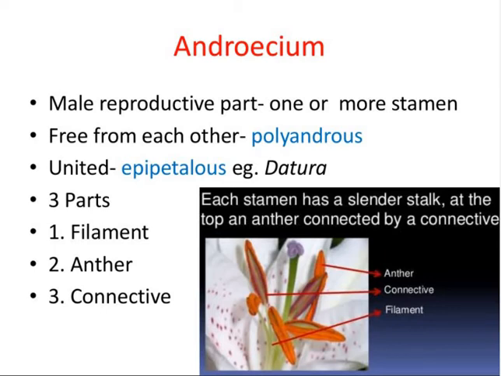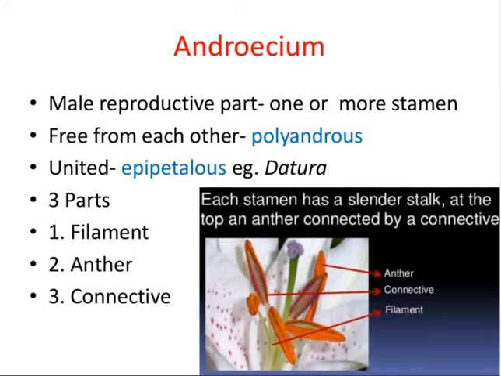Androecium is formed of units called stamens. So the units of androecium are called stamens. When the stamens are many and free, it is called polyandrous condition.